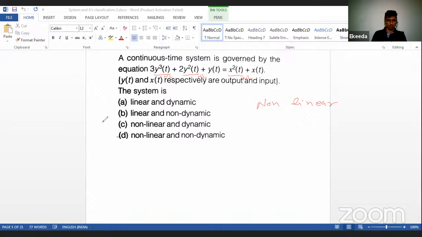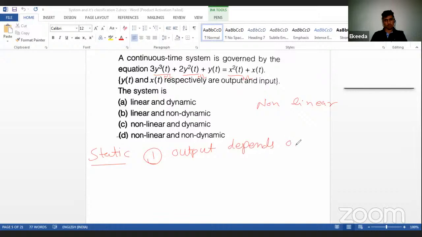Again, there are only two definitions for static and dynamic. For static, one definition is that the output depends on the present input only. This means it will neither depend on past input nor on future input. The output will neither depend on past input nor will it depend on future input.